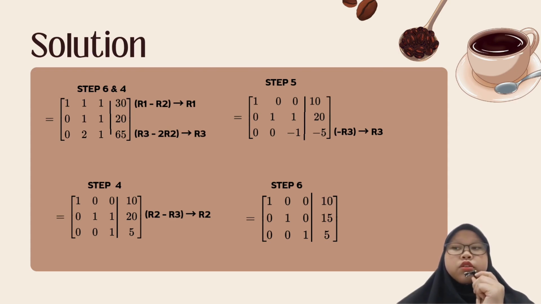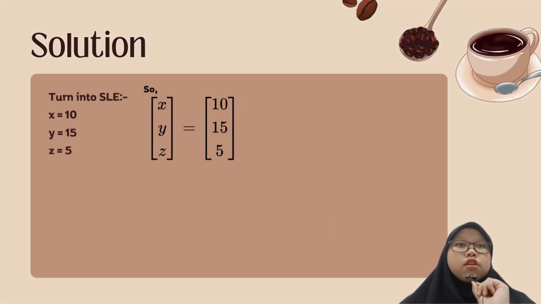After that, we turn 1 into 0 using the operation row 2 minus row 3 to get the new row 2. So we get a clean identity matrix in step 6. After that, we turn it into the system of linear equations: X equal to 10, Y equal to 15, and Z equal to 5. So this is the final answer for this equation.